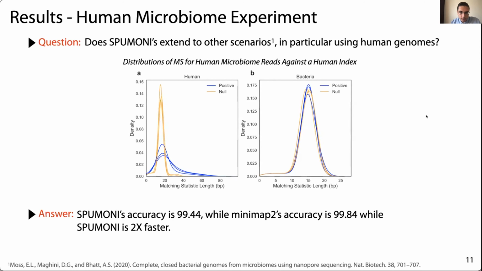So if we look at some of the classification metrics, we can see that both SPUMONI and MiniMap2 are quite high and close to each other. But again, the big difference comes when you look at SPUMONI speed, and it's 2 times faster than MiniMap2. Again, kind of showing the strength of the R index for large repetitive collections.